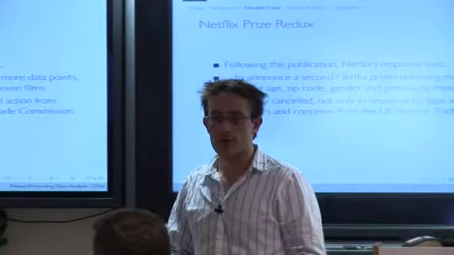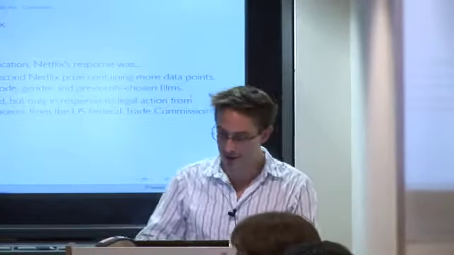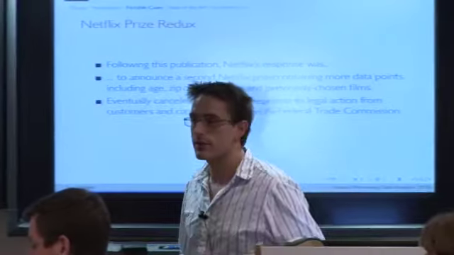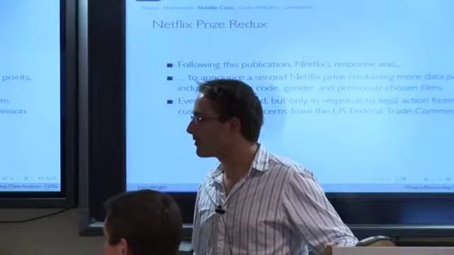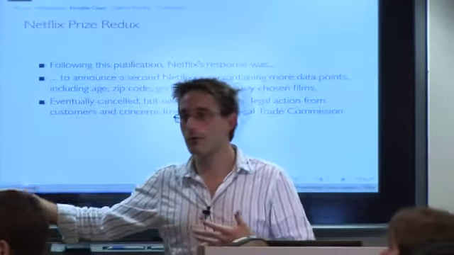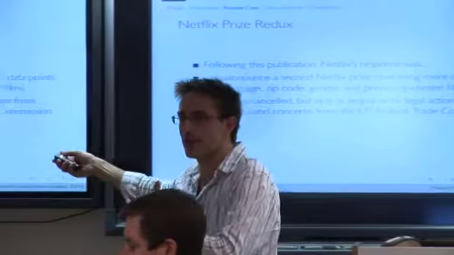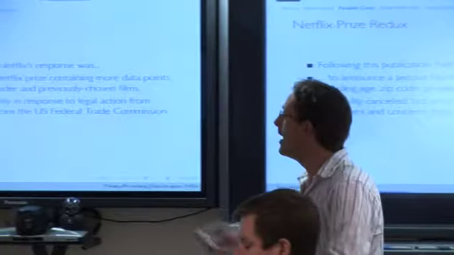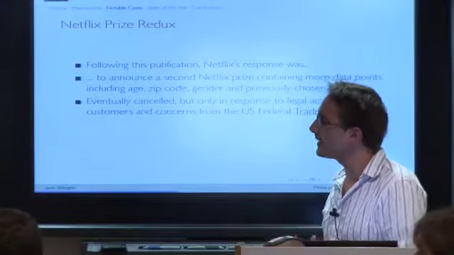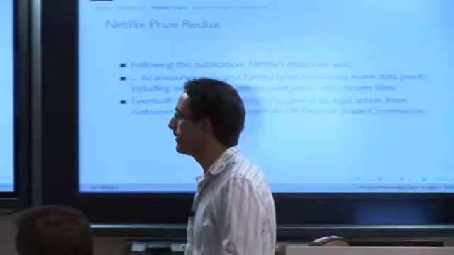So what did Netflix do as a response to this? Well, they announced a second Netflix prize containing more data points, including age, zip code, gender, and previously chosen films. Their response was, this wasn't a problem. In fact, I don't even really know what their response was, because as far as I can tell, this was the most aggressive ignoring of a problem that I've seen. And to specifically include things like zip code and gender is baffling to me.